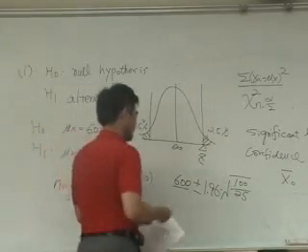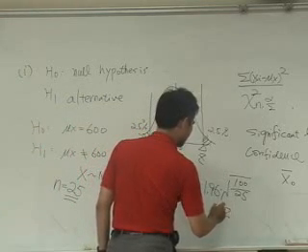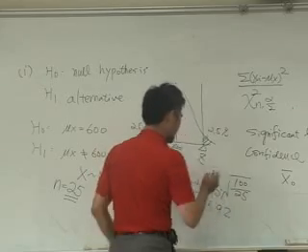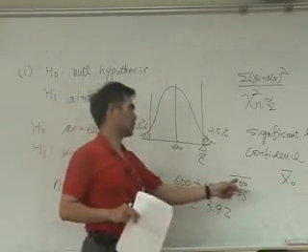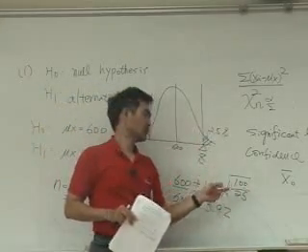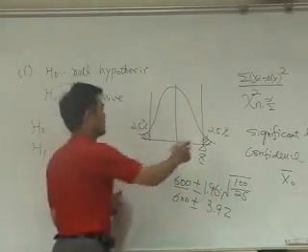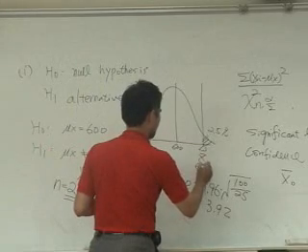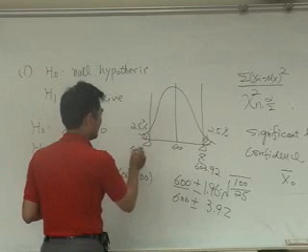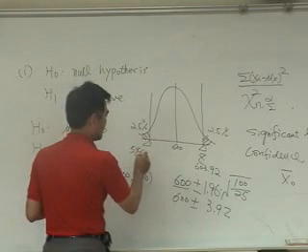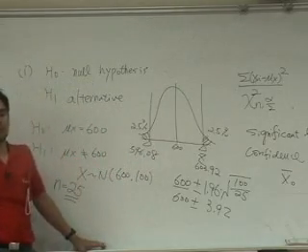Okay, so what you get? 600 plus minus 3.92, right? Here 100 divided by 25, you get 4. Square root of 4, you get 2. So here it is this. And so this value is 603.92. And this value is 596.08. Okay? Any questions?